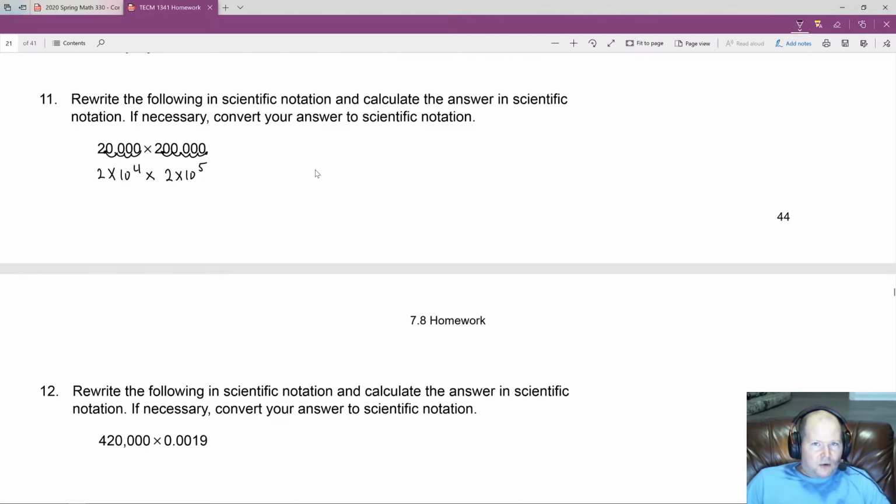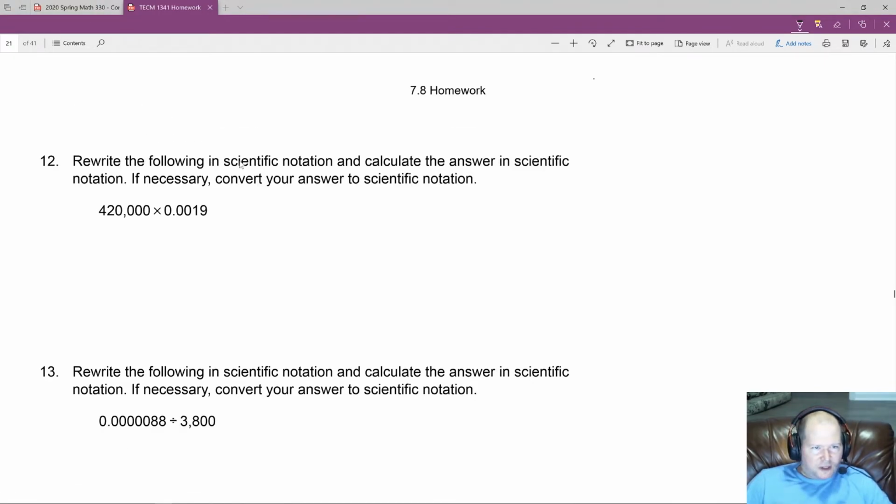Okay, so now we rewrote the following in scientific notation, and we're going to calculate. Because we can pull these to the front, the 2 and the 2 are multiplied together, giving us a 4. For the 10 to the 4th times 10 to the 5th, we use the product rule. Because they both have the same base, we add the exponents together, which gives us 10 to the 4 plus 5, or 9. So 4 times 10 to the 9th, that is in scientific notation.